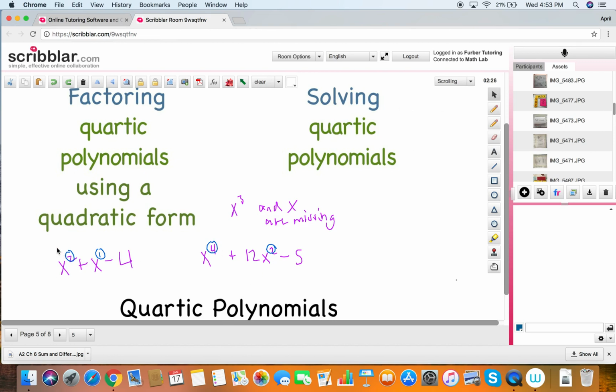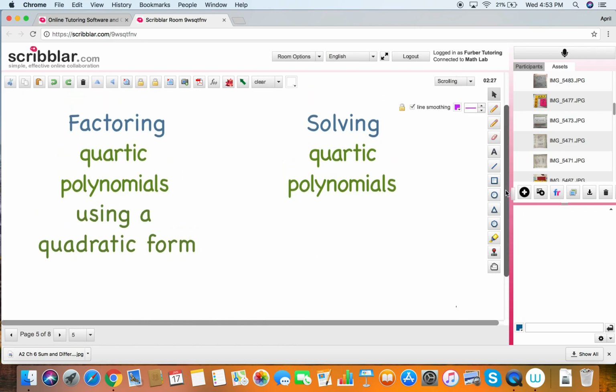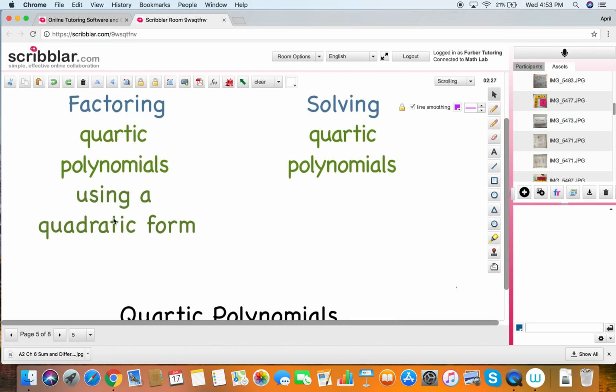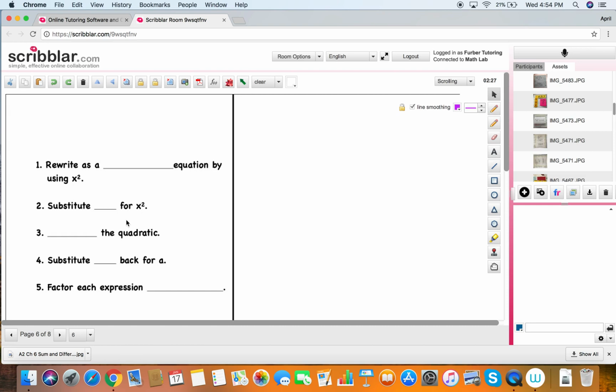So we're going to use that idea to help us as we learn to factor these and solve these polynomials. Okay, so we're going to do this one step at a time. First thing we're going to do is learn to factor them, using a quadratic form, using something we already know how to do with quadratic equations. And then we're going to take it one step further and we're going to solve them. But as long as we know how to factor them, then the rest of it is easier to solve. When you open up this foldable, you're going to see that the left side is all about factoring them. So let's talk about how to factor these.